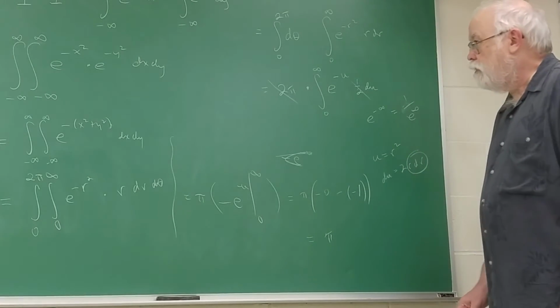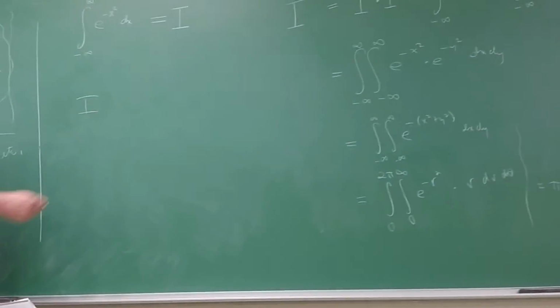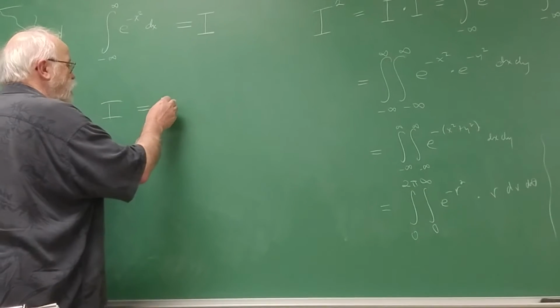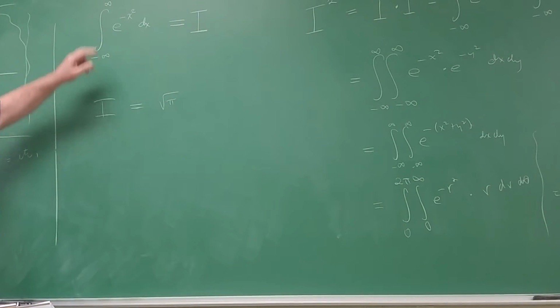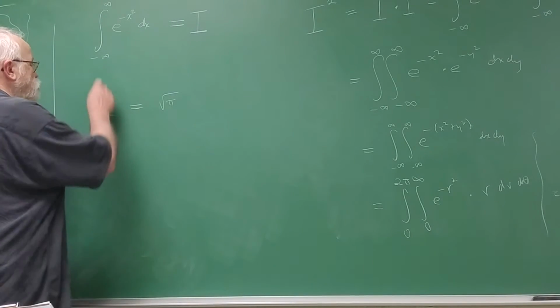But that's not the answer. That's the square root of the answer. So I equals plus or minus the square root of pi. My college algebra students would insist we've got to do plus or minus. But anyway, we know it's really plus because we're integrating a positive function in a positive direction. It's got to be plus.